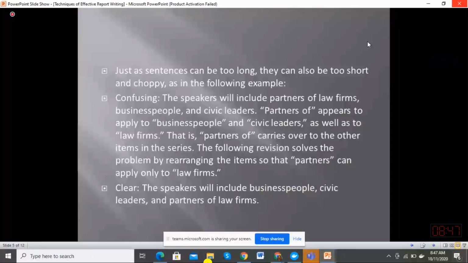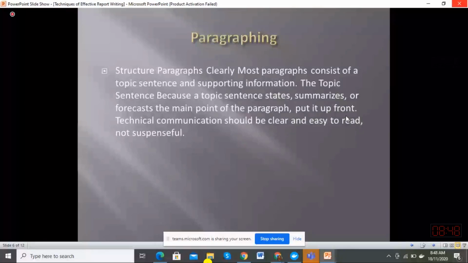Confusing: The speakers will include partners of law firms, business people, and civic leaders. "Partners of" appears to apply to business people and civic leaders as well as to law firms. This is because "partners of" carries over to the items in the series. The following revision solves the problem by rearranging the items so that "partners" can apply only to law firms. Clear: The speakers will include business people, civic leaders, and partners of law firms. So this is how we could make it more clear and correct. Now paragraphing.